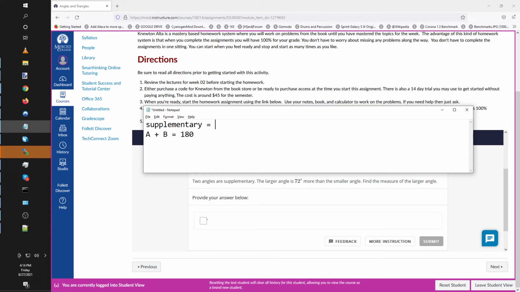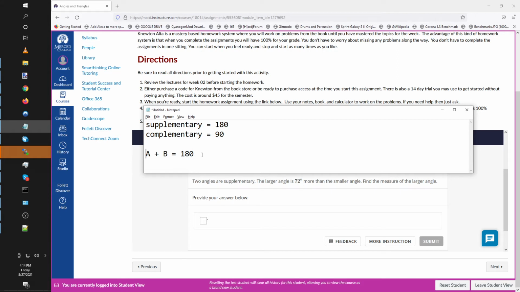Supplementary means they add up to 180. Complementary means they add up to 90. So in this case, two angles are supplementary, which means A plus B equals 180. And then it says the larger is 72 more than the smaller one.